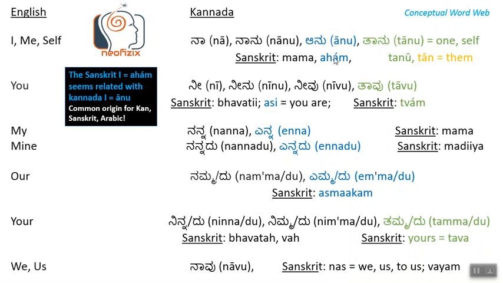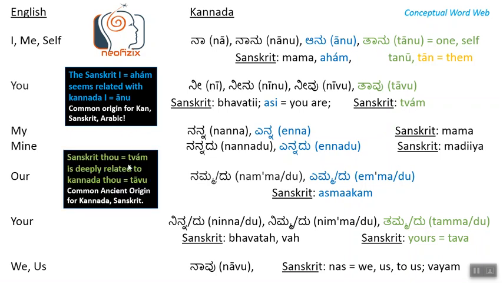Actually, by considering all the set of words which start with an a sound, anu, enna, emma, and such, and aham, asi, and asmakam, comparing the Kannada and the Sanskrit words, we find that the Sanskrit aham, I equals aham, seems to be related with the Kannada I equals anu. Or also they may have a common, very ancient origin in Kannada, Sanskrit and Arabic, because this an sound occurs in, say, Arabic and other Semitic languages also. So there may be a very ancient connection.